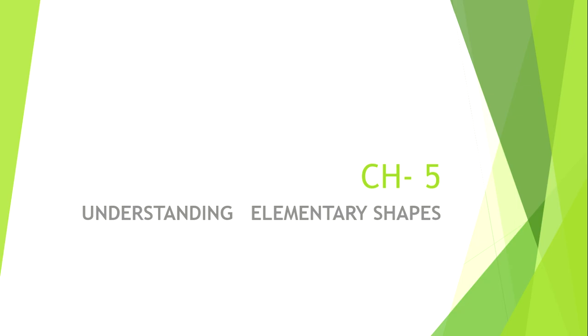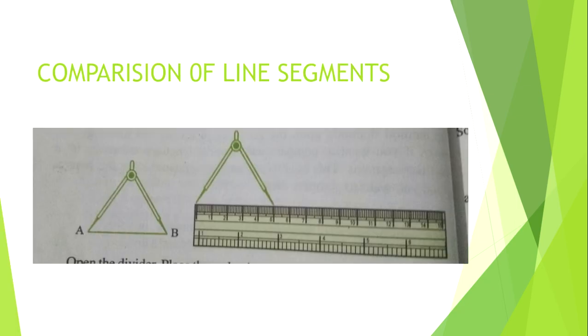Hello students. In this video, we will learn about our chapter 5, that is understanding elementary shapes. In this chapter, we will learn about measuring line segments, angles, triangle, quadrilateral and some 3D shapes. In previous classes, we had already studied about line segment, lines and rays.